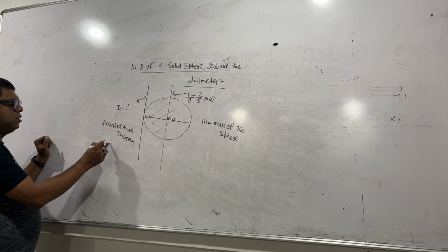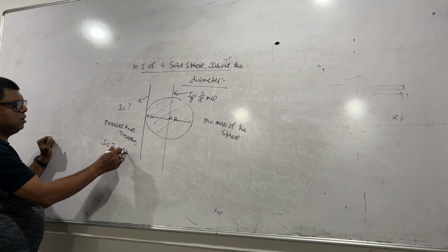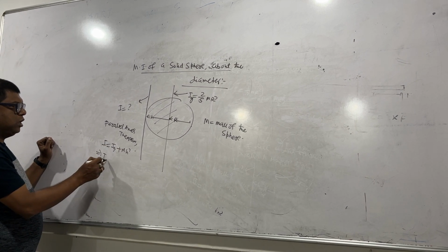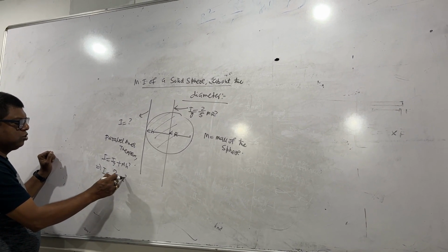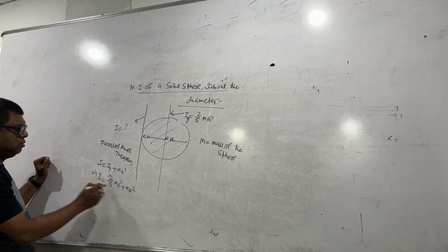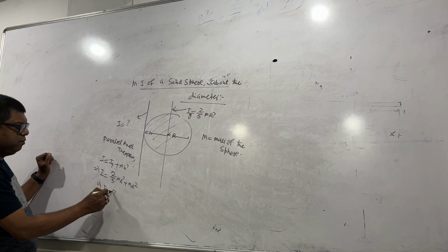I is equal to IC plus MA square. I is equal to 2 by 5 MR square plus M into R square. I is equal to 7 by 5 MR square.